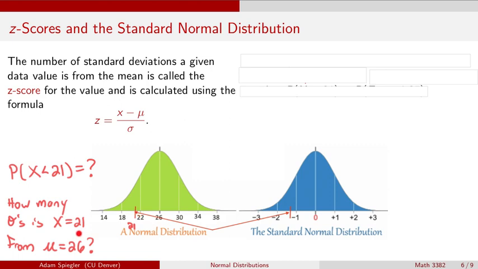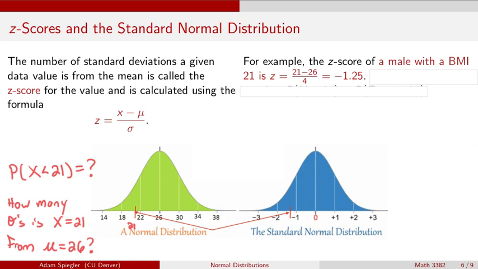So that would be telling me that 21 is 5 units of BMI below the mean. And then we scale that distance relative to the standard deviation. So then we would say this distance of 5 BMI units from the mean, well, how many standard deviations is that? So let's take a look at what that calculation would look like if we wanted to calculate the z-score for a male that has a BMI of 21. We would take that 21 minus 26 to give us minus 5.